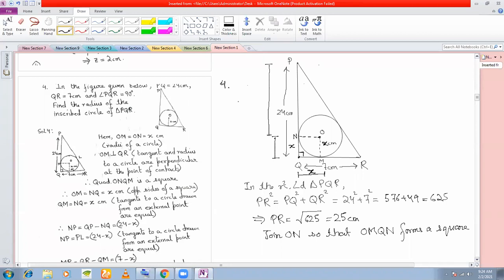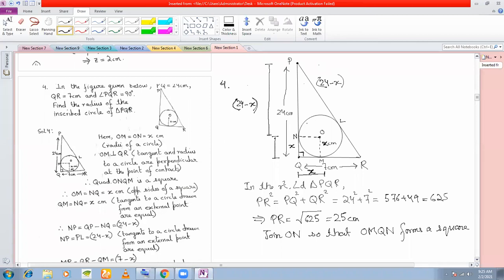The remaining length here is 24 minus x, right? Now if you see, P is an external point from which two tangents are drawn. Let us call this point L. Then PN and PL are two tangents drawn from the external point P. The length of the tangent PN is 24 minus x. Therefore, the length of this tangent will also be 24 minus x. Again, for the same reason, the tangents drawn to a circle from an external point are equal.